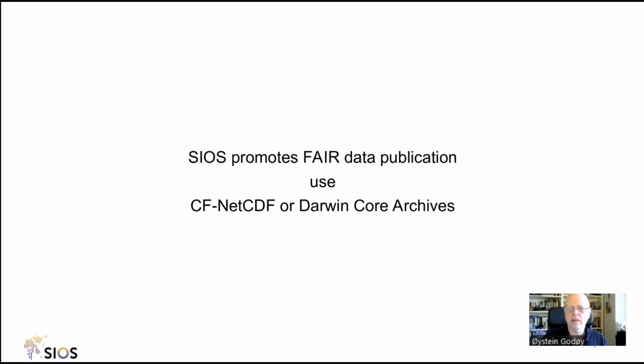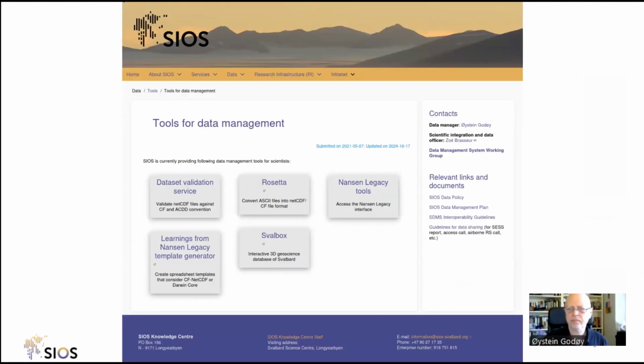At the data level, SIOS promotes FAIR data publication and uses CF, NetCDF, and Darwin Core archives. Those are absolute requirements for the SIOS core data, and they are recommended approaches for all other data.